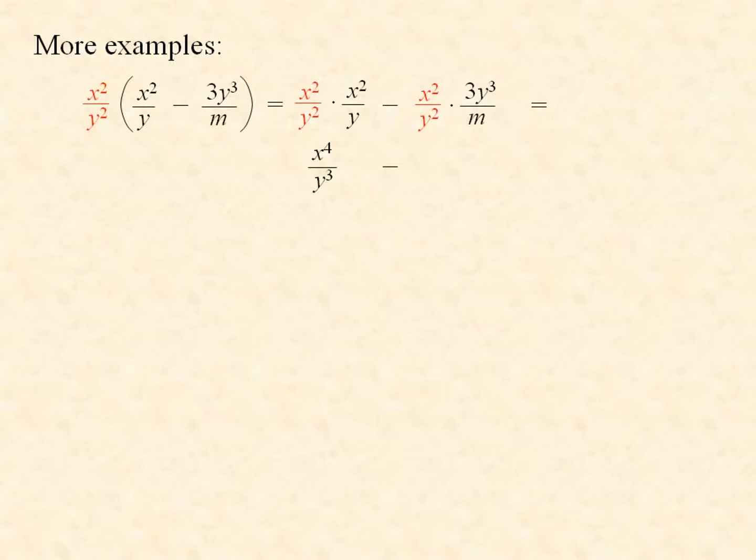Let's write the y third and the y squared in expanded form because we are going to be able to cancel some y's. So the second term can be thought of as 3x squared times y times y times y over m times y times y. But two of those y's cancel there. And so this product can be simplified to x fourth over y third minus 3x squared y over m.